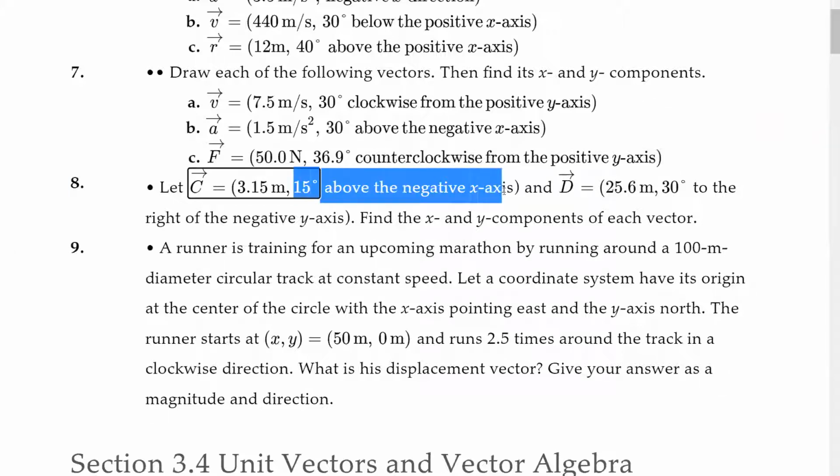us that vector C makes an angle of 15 degrees with the negative x-axis. So we already know that we're not measuring angles with respect to the positive x-axis necessarily.